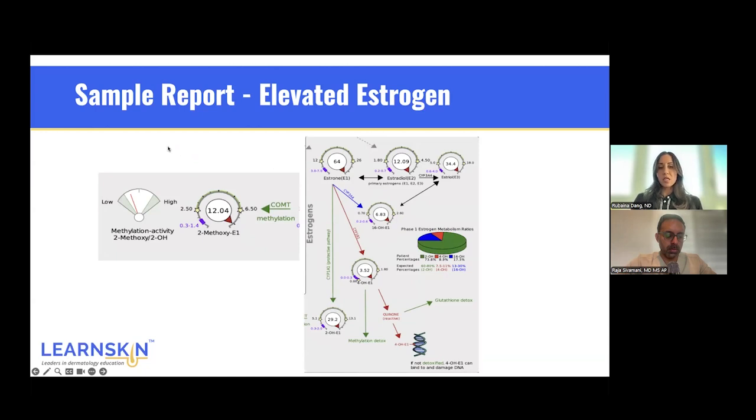So what we can see with her 2-methoxy-E1 is she has a lower methylation activity. And so when some individuals have a lower methylation activity, they might have a harder time processing certain nutrients or metabolizing certain estrogens out of the body too. So this is a good indication that we have to add in more support for metabolizing and excreting estrogen out of the body, as well as supporting her in reducing the amount of estrogen that she's also producing.